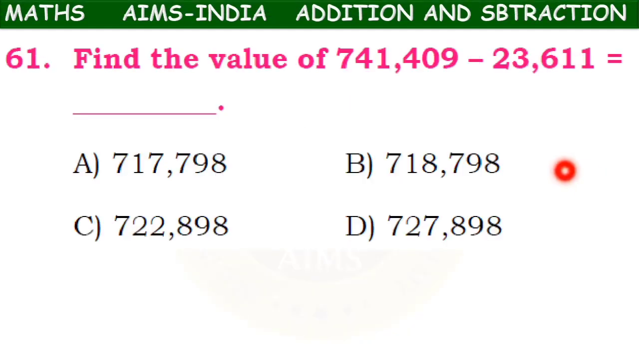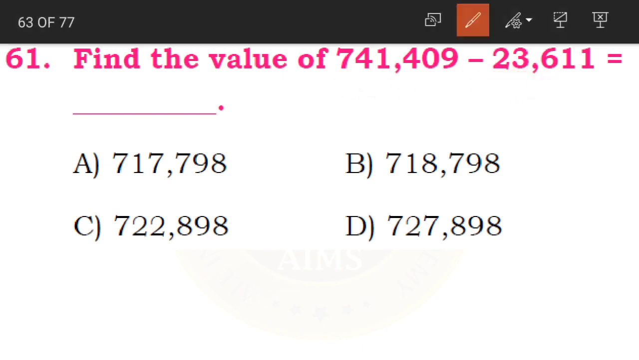And moving on to question number 61. Find the value of 7,41,409 minus 23,611. Sorry, this is written in international system here, right? Comma is placed after 3 digits here. Yes, so this will be read as 741,409 minus 23,611. Now this is a very simple problem, right children?